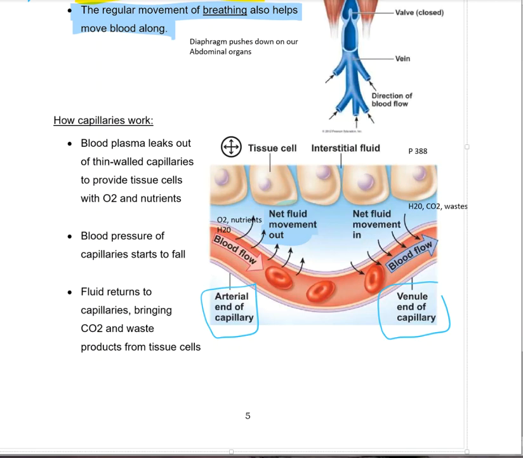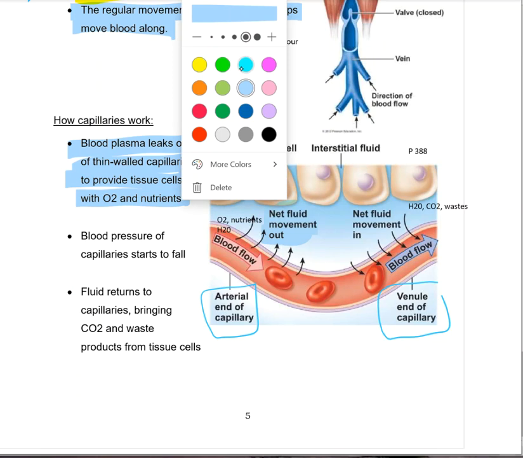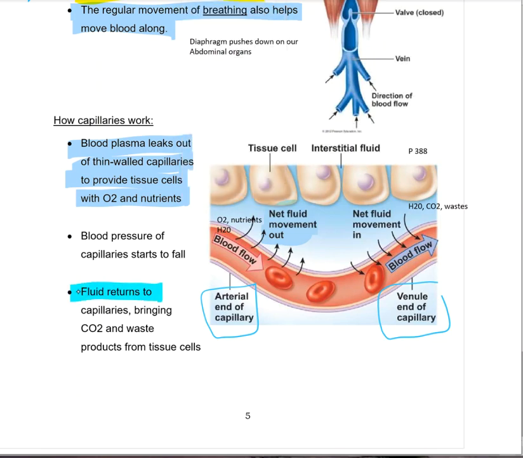So, blood plasma leaks out of thin-walled capillaries to provide tissue cells with oxygen and nutrients. Blood pressure will go down because we're losing fluid. When we lose fluid, then the pressure of a system drops. Okay? And then the fluid returns to the capillaries, bringing carbon dioxide and waste products from the tissue cells to be processed by our body. That's really all I need you to know right now about how these systems work.